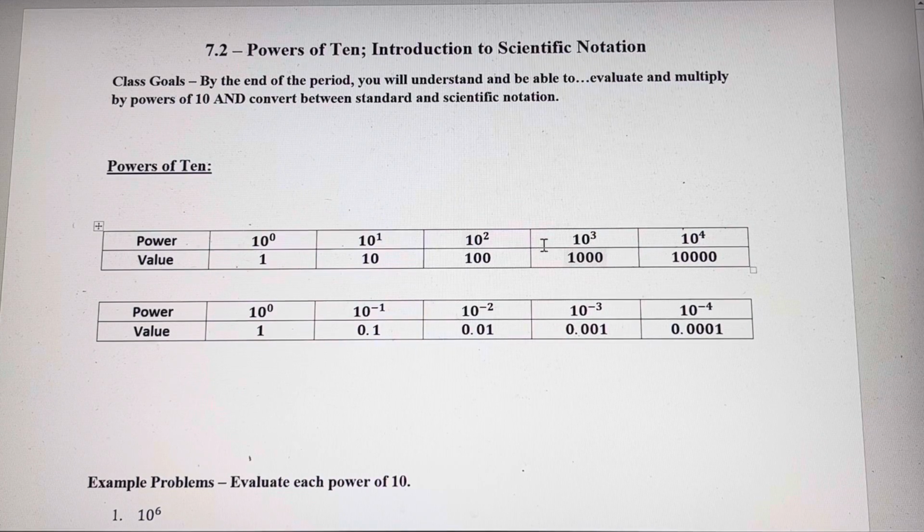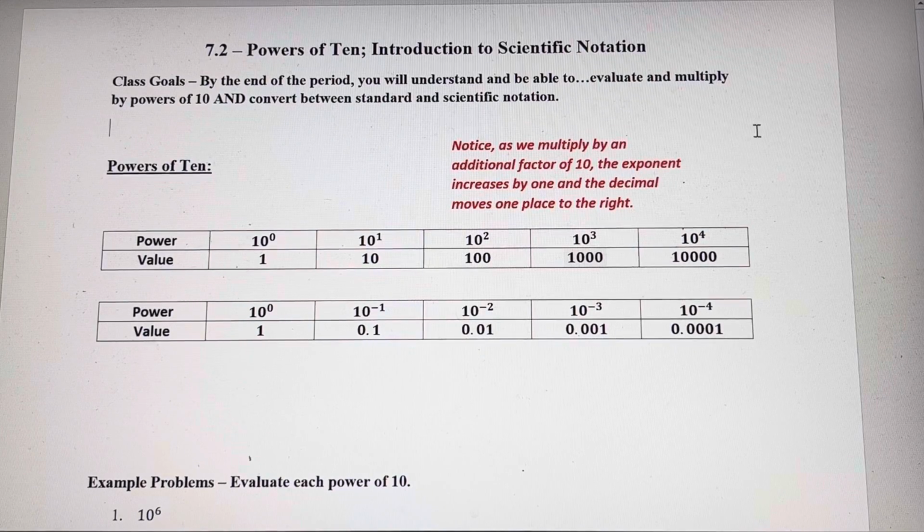The exponents in this first table are going to grow by 1 as we go from one column to the next. We just learned anything to the 0 power is 1. 10 to the first power is 10. 10 squared is 10 times 10, which is 100, and so on. One of the things we need to understand here is that as we multiply by an additional factor of 10, the exponent increases by 1.